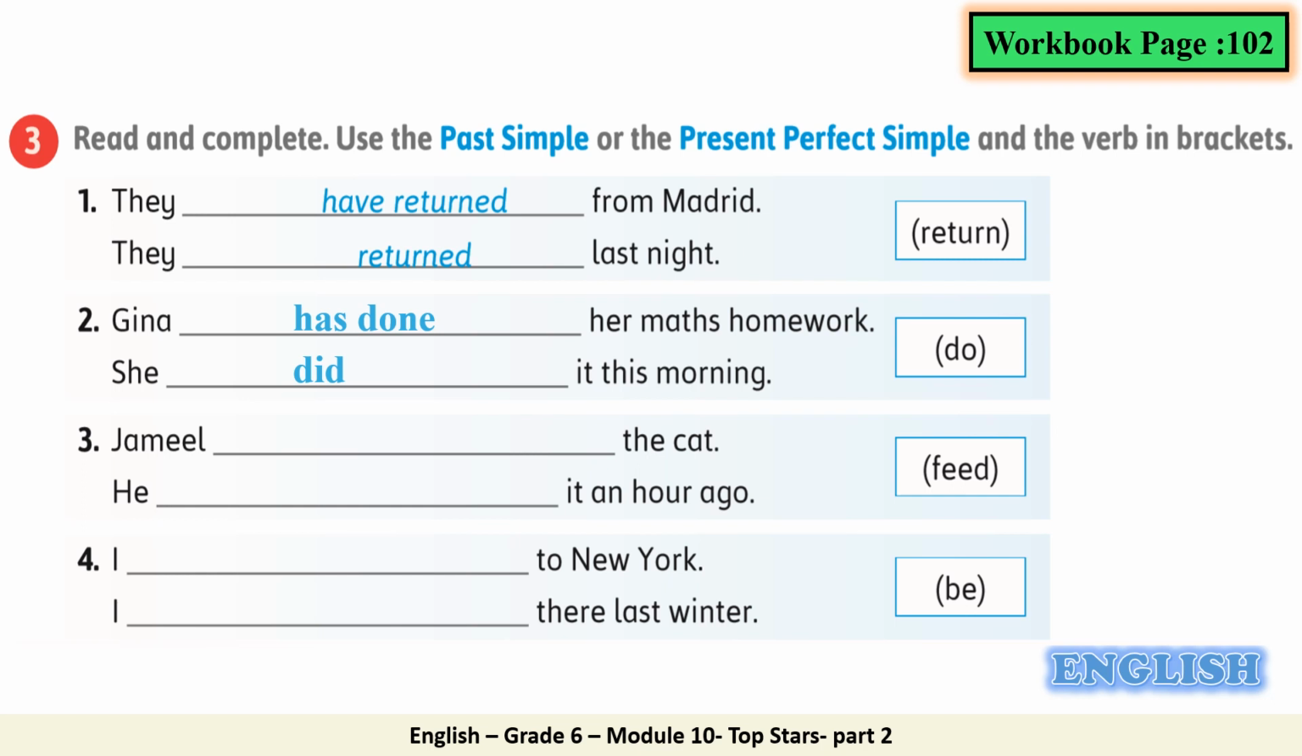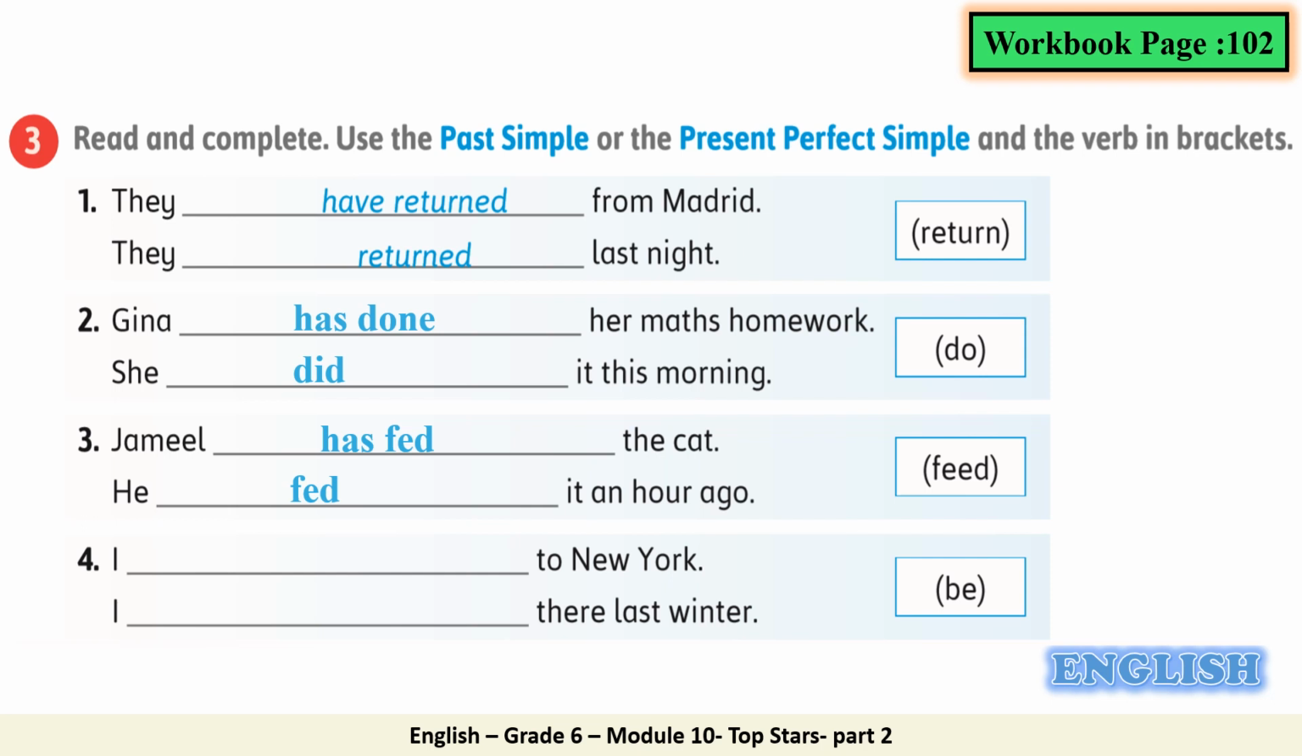Very good. Number 3, Jamil, the cat. Jamil has fed the cat because it's connected to the present. He, it, an hour ago. Ago refers to past simple. Very good indeed. So we should use verb 2. He fed it an hour ago.